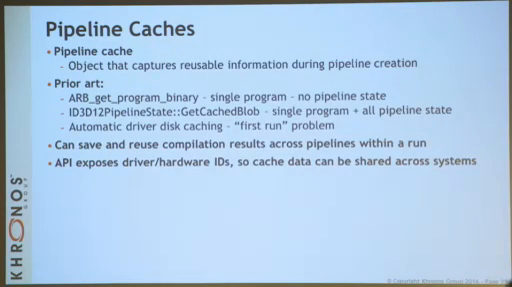The next object I wanted to talk about is pipeline cache. A pipeline cache is an object that captures reusable information during pipeline creation. It's similar to ARB-GET program binary. It's also kind of similar to the D3D12 cached blobs.